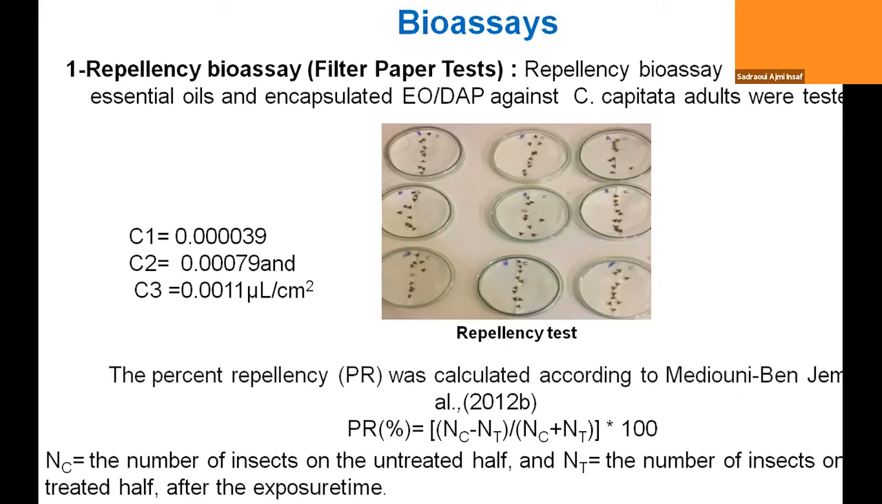Treated and untreated halves were attached together and placed in a petri dish. Ten adults were released at the center. The number of insects present on both the treated and untreated halves was recorded after 1, 3, 5, and 24 hours for each test and control. Percent repellency was calculated according to Mvumi et al., 2012.